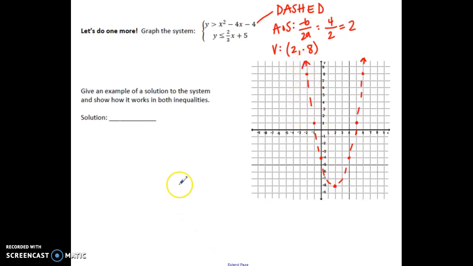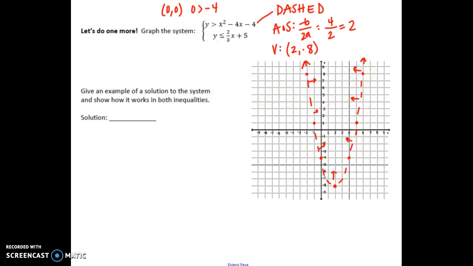And now we need to figure out where to shade. So like always, I'm going to test a point. If I test 0, 0, I'm going to get 0 is greater than, these terms will go away, negative 4, which is true, which means I'm going to shade inside of my quadratic, inside of my parabola.